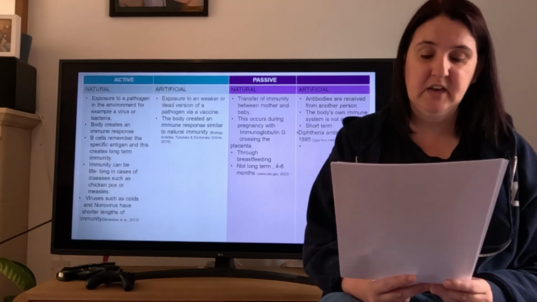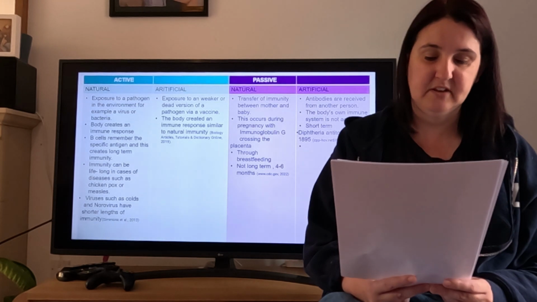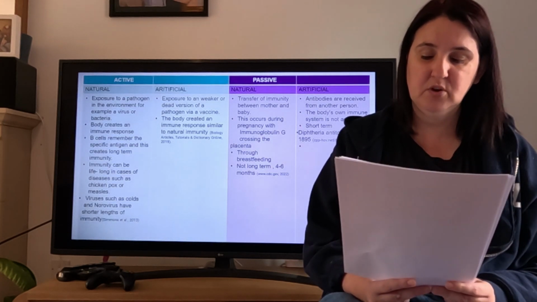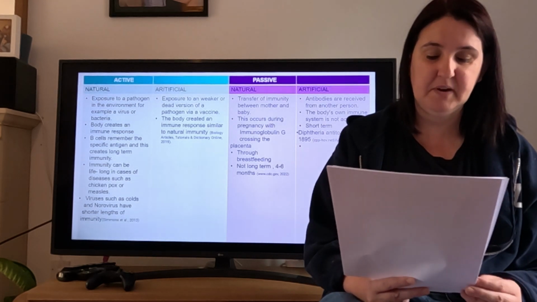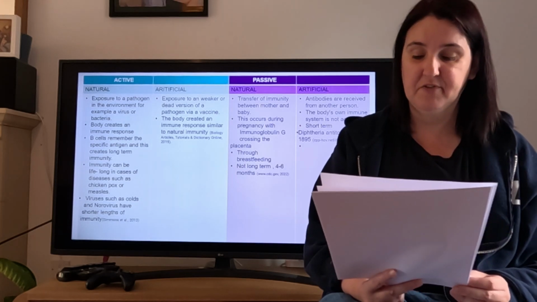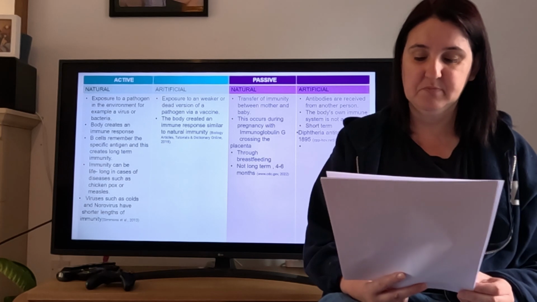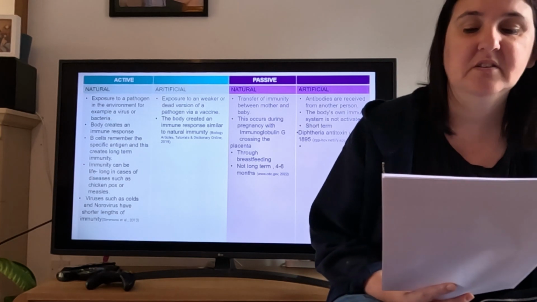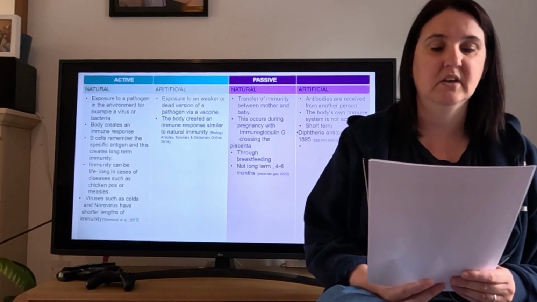Acquired immunity is not present from birth and can be subdivided into active and passive. Active immunity is created by us, our body's immune response to a pathogen. Active immunity can be further split into naturally acquired, exposure to a pathogen in the environment, for example a virus or bacteria. The body creates an immune response to the pathogen by T cells targeting cells and B cells remembering the specific antigen, and this creates long-term immunity.